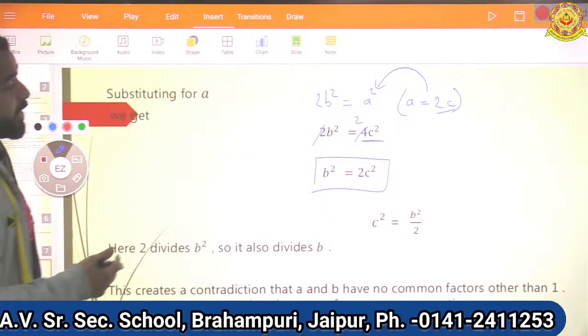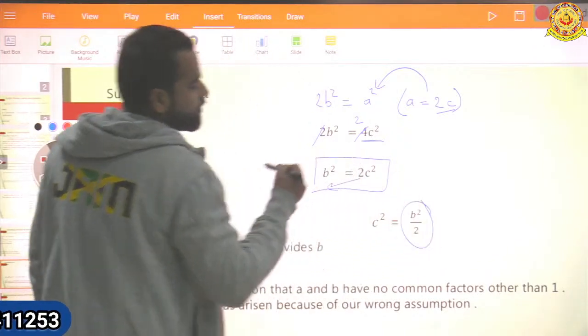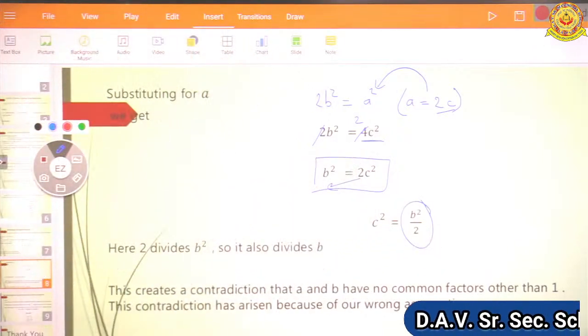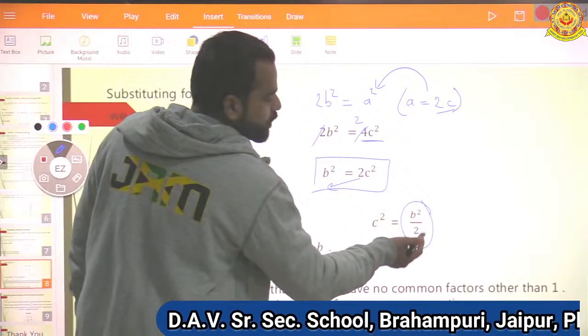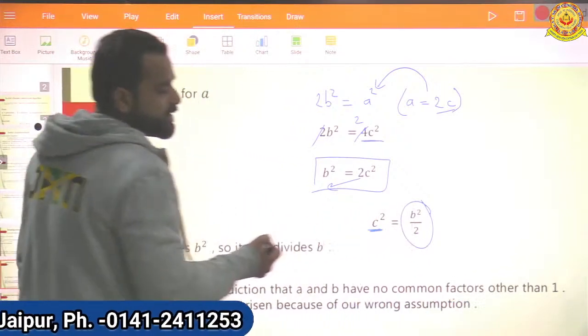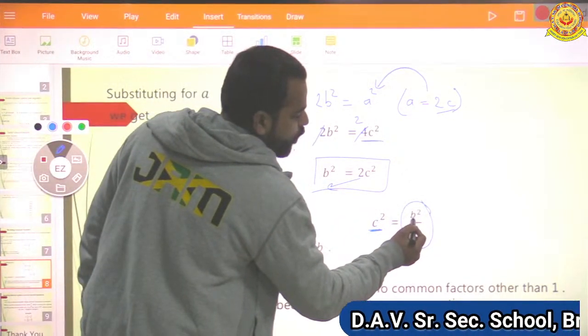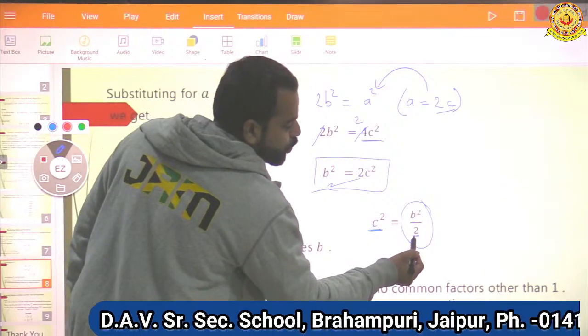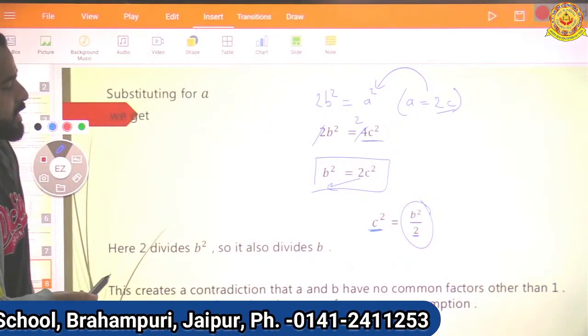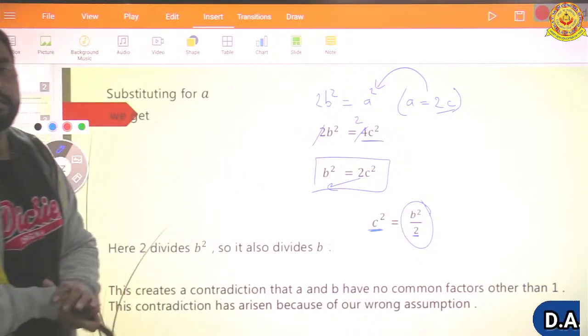square. Now from here as well, if we transpose this 2 down, it will be c square, which is equal to b square by 2. Now if it is b square by 2, that also means it will be divisible, and you will get c square in that condition. So that means b square also has 2 as a multiple, because it is completely divisible, and you will get c, right?